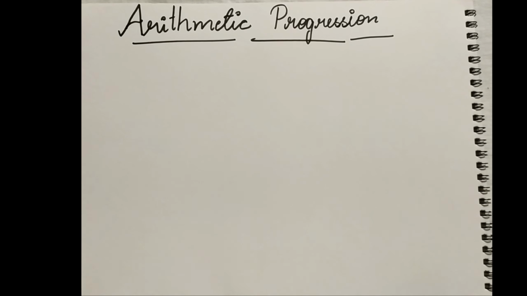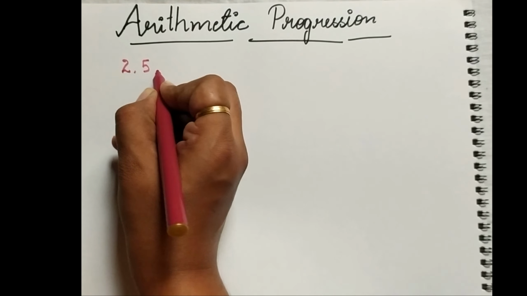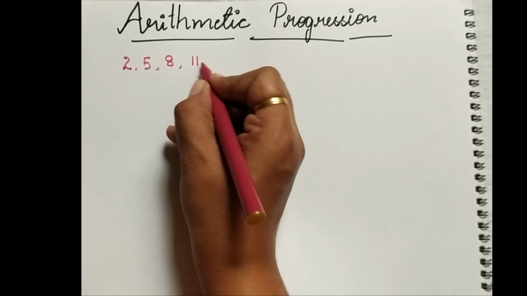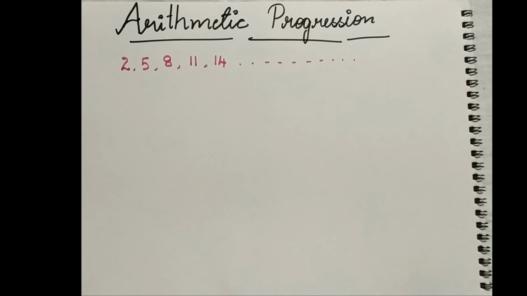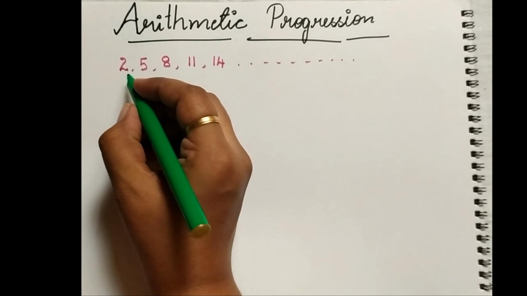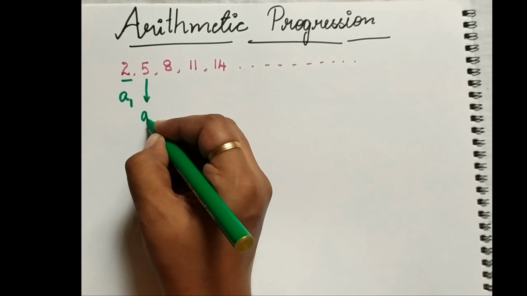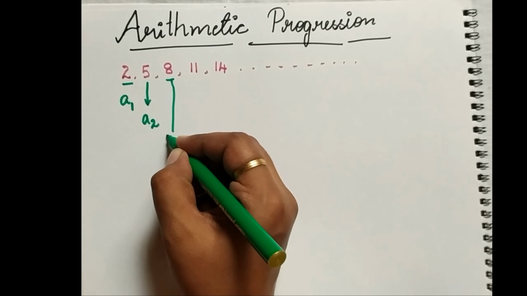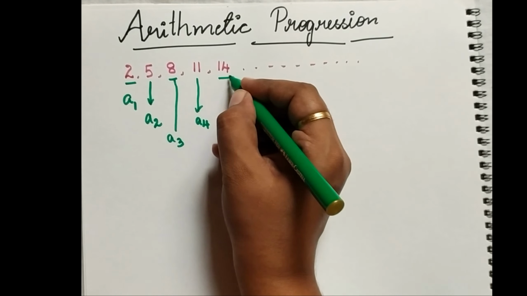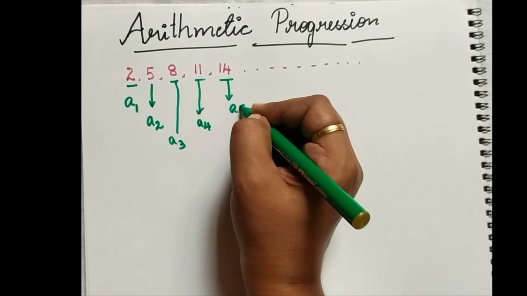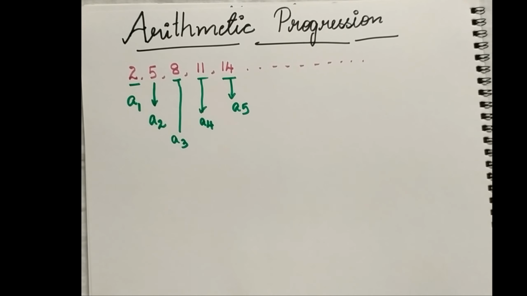I have a sequence here. Suppose 2, 5, 8, 11, 14. Let me consider the first term as A1, second as A2, third as A3, then A4, A5. Subtract each term with its preceding term.